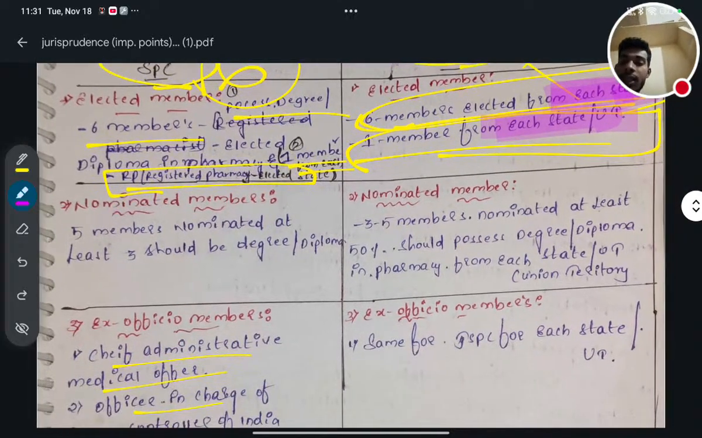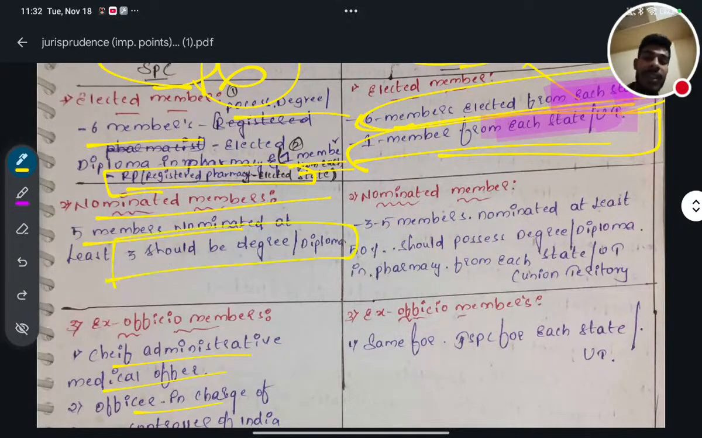Okay. Now see nominated members. In the case of nominated members, 5 members are nominated, at least 3 should have a diploma. In the case of nominated members in a joint council, 3 to 5 members should be nominated. At least 50% should possess a diploma in pharmacy from each state. You have to remember that, each state.